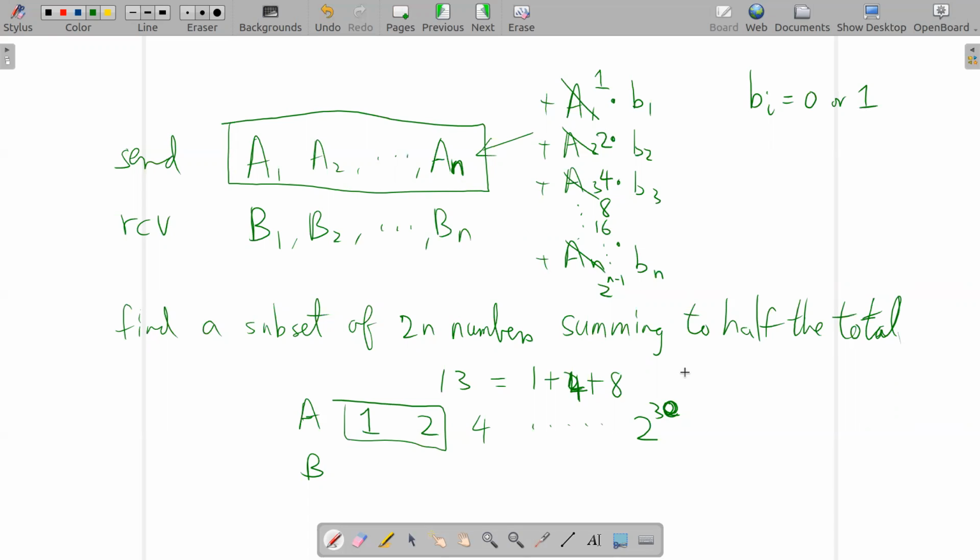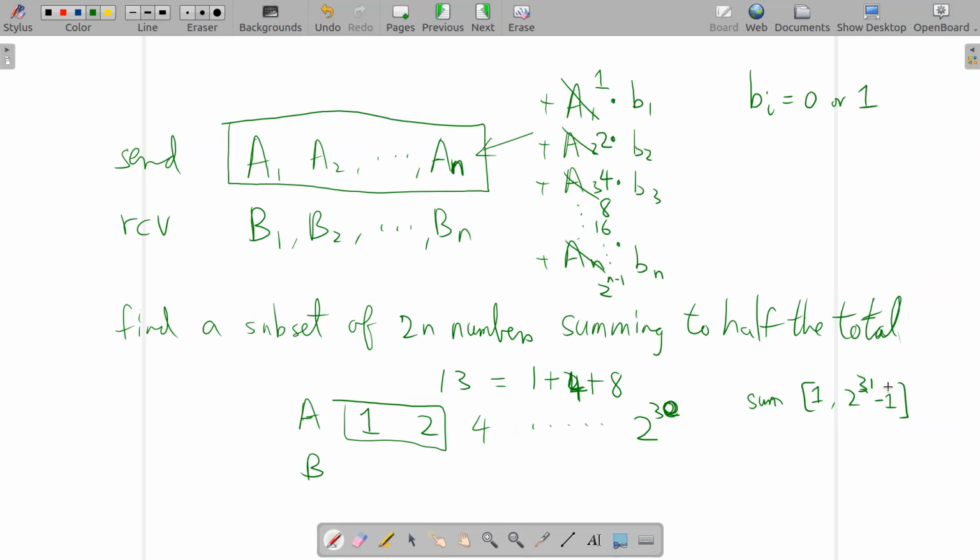Okay, so this would allow you to represent any sum in the range from 1 to 2 to the 31 minus 1. So for any number in this range, you can use the binary expansion to figure out which of these powers of 2 you have there. Okay, so that's the first insight. Does that make sense?